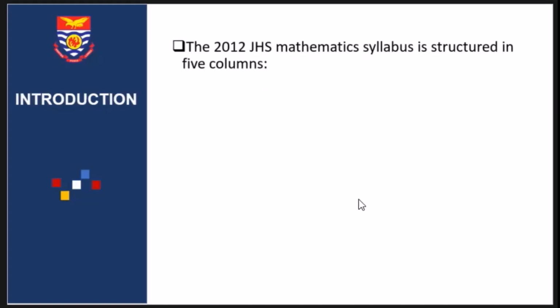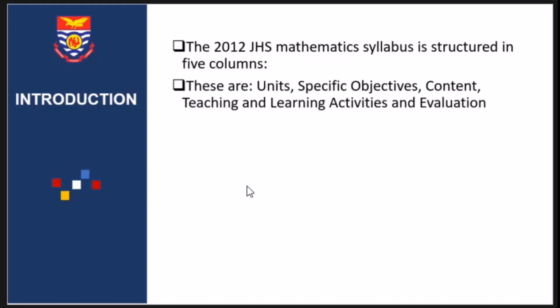The 2012 JHS Mathematics syllabus, which is the syllabus currently in use, is structured in 5 columns. So I'll show you a picture to see what we mean by 5 columns. Each of these 5 columns has a name. The first column is units, followed by specific objectives, followed by content, followed by teaching and learning activities, and finally the last column talks about evaluation.